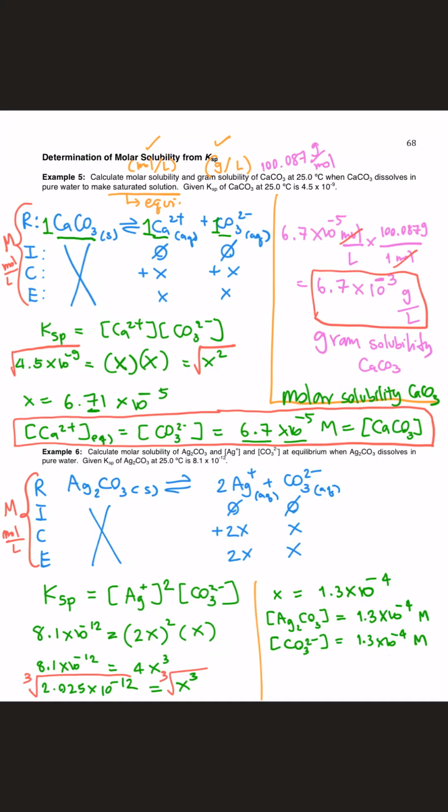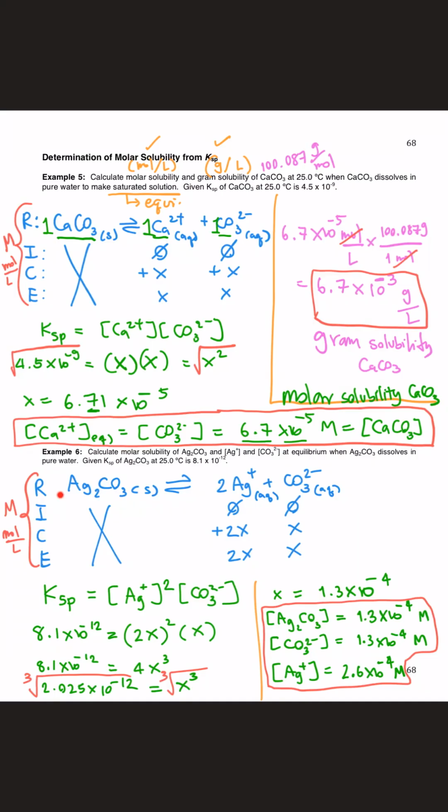And the concentration of the silver ion would be 2 times x, which means it's going to be 2 times the concentration of carbonate. Don't forget to include the unit for the concentration. To summarize, the molar solubility just tells us the concentration at equilibrium. So for example 6, asking for the molar solubility of silver carbonate, it pretty much asks us to find out how much silver carbonate can dissolve in water at equilibrium.